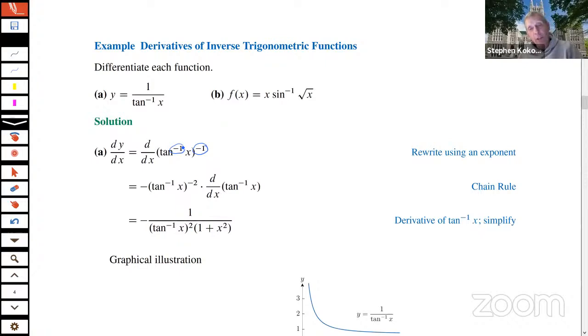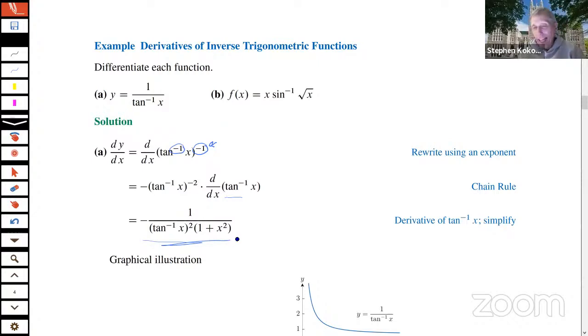Well, we start at the outermost function. The outermost function is actually this exponent. So we take the derivative of this outermost function. It's -1 times what's inside those parentheses raised to the -2 power times the derivative of the inner function. I put in an extra step here just for clarity. The derivative of that inner function is 1 divided by 1 plus x squared, as we just learned. And I did a little bit of simplification to write it like this.